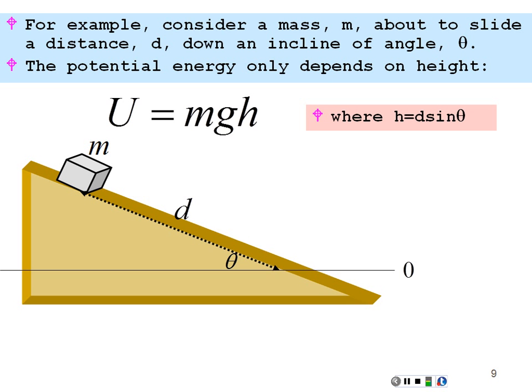So that would be a good way to choose where your zero height is. Just read the problem, find out where your lowest position is going to be, set your zero at that point. So in this case, we're sliding down to this point. We set our 0 point there, but we're interested in h, which is really the height above that 0 point. If I look at this right triangle here, d being the hypotenuse of that right triangle, h is equal to d times the sine of theta. So I can deal with the potential energy mgh, where I define h, in this case, as d sine theta.